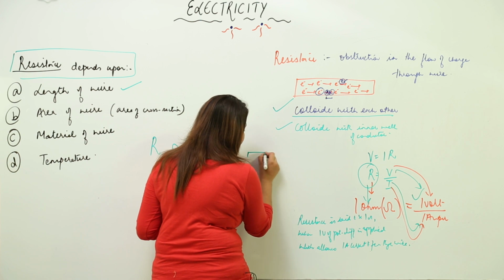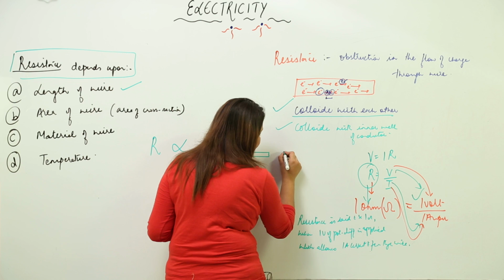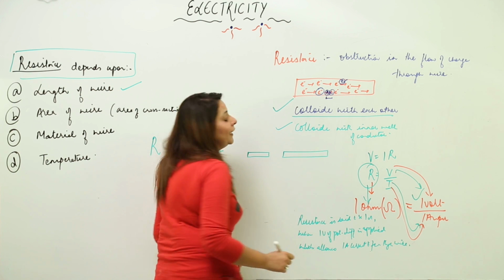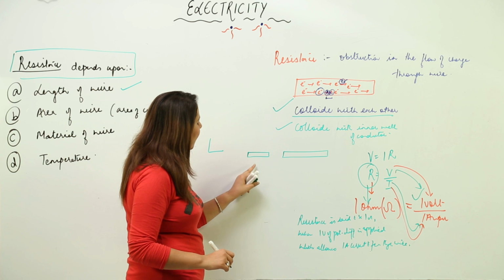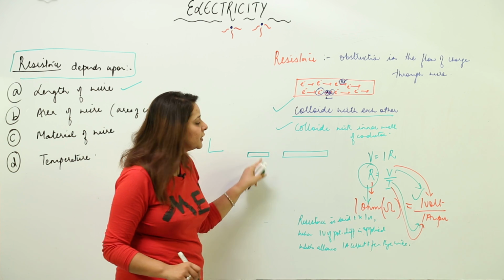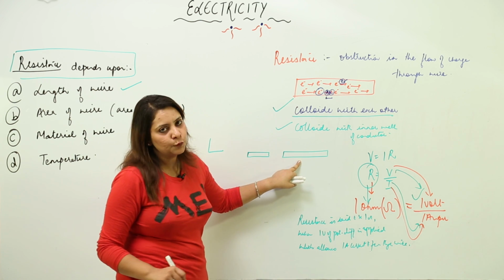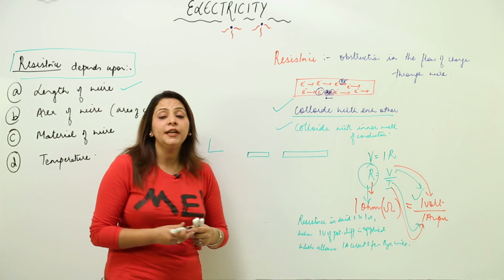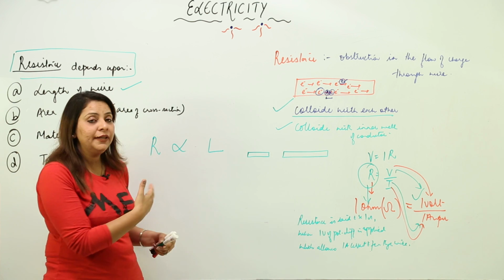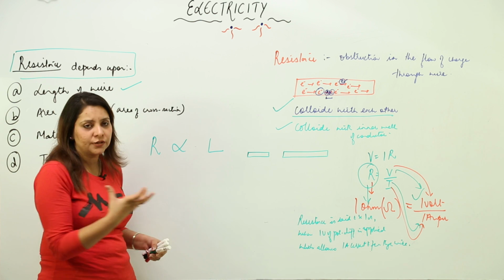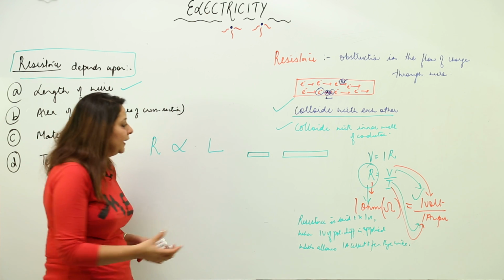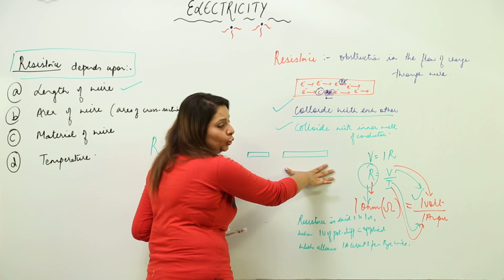Suppose you have a wire of this much length and a wire of this much length, or let us consider them as roads. Let's say that here my car is going to cover this much distance and here my car is going to cover this much distance. If we take both of them, in which will you have a higher probability of collisions, in this short distance or in the long route?